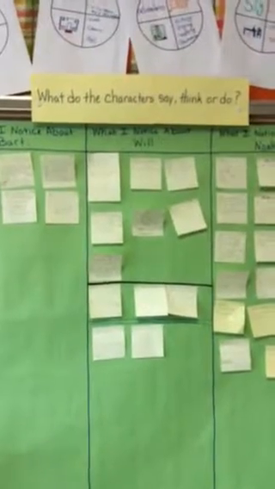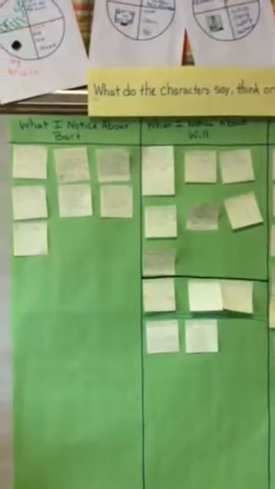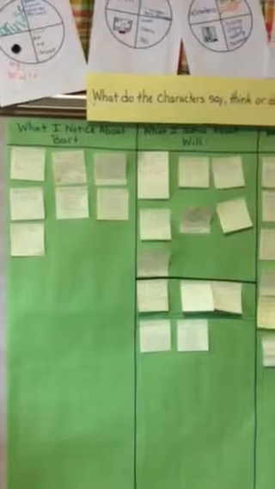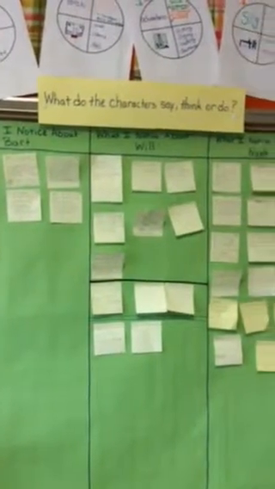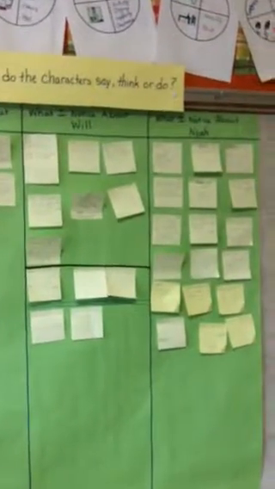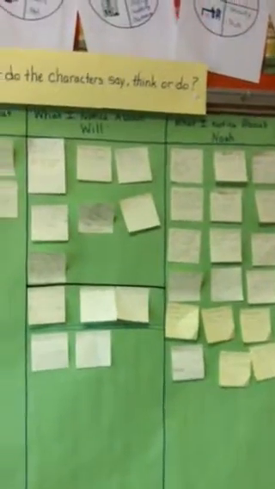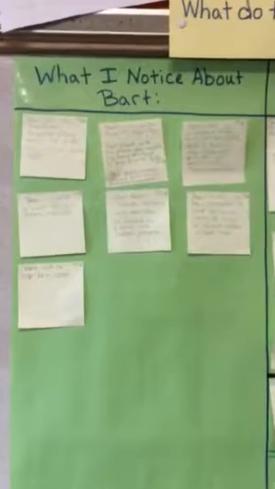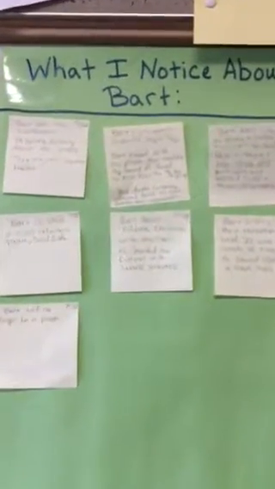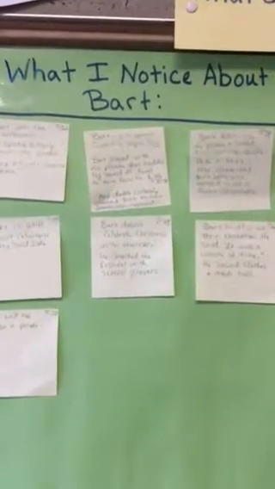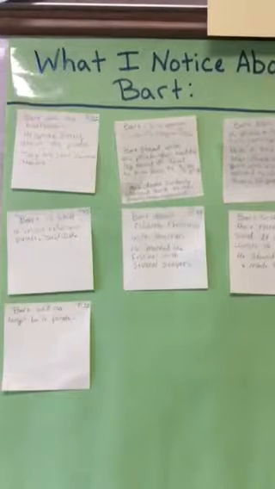What do characters say, think, or do? I let them choose which characters they wanted to follow throughout the text, and decide what those characters said, thought, or did. And this would help us to understand how the character was developed. Here's some examples about Bart in the story.